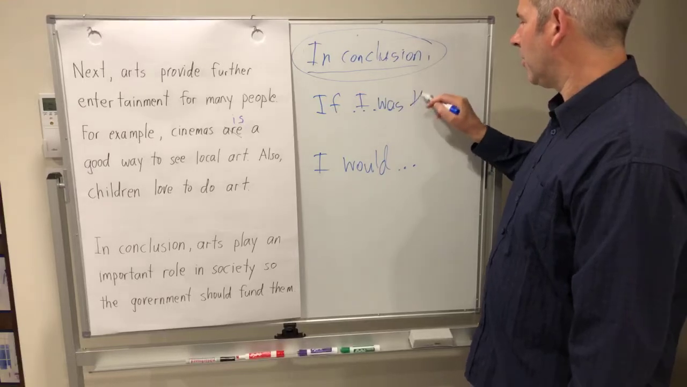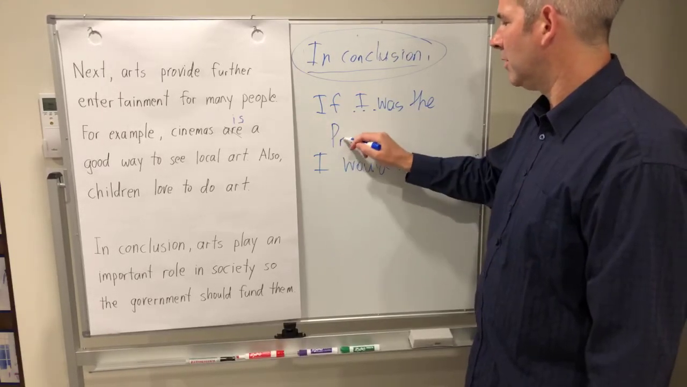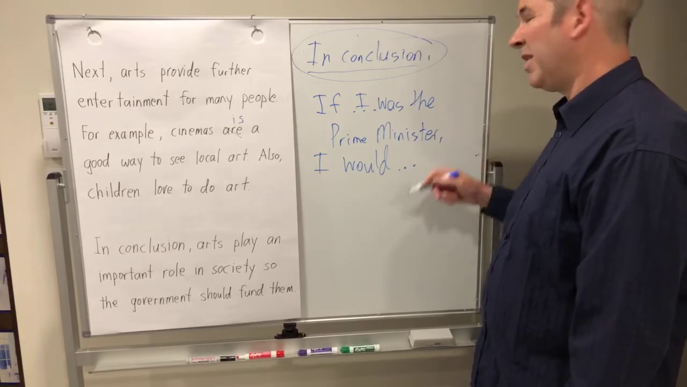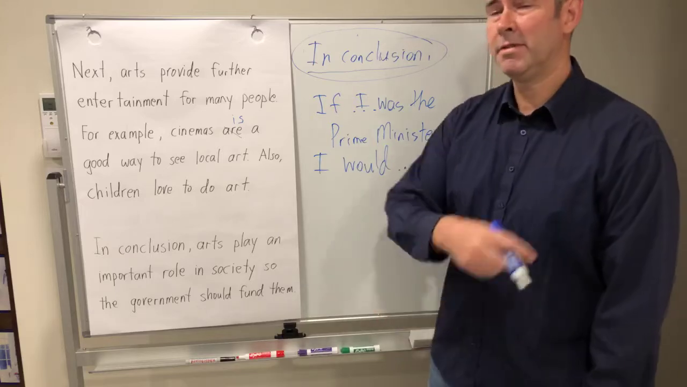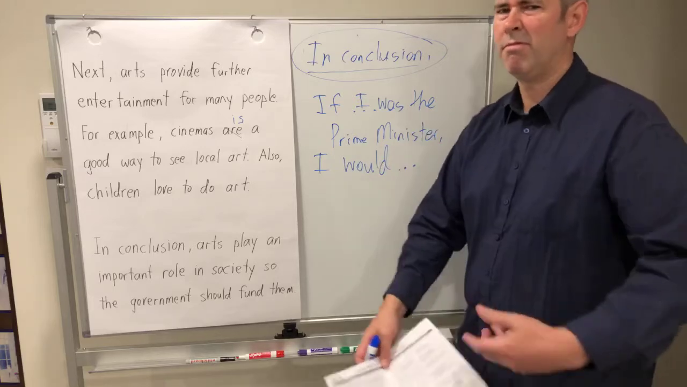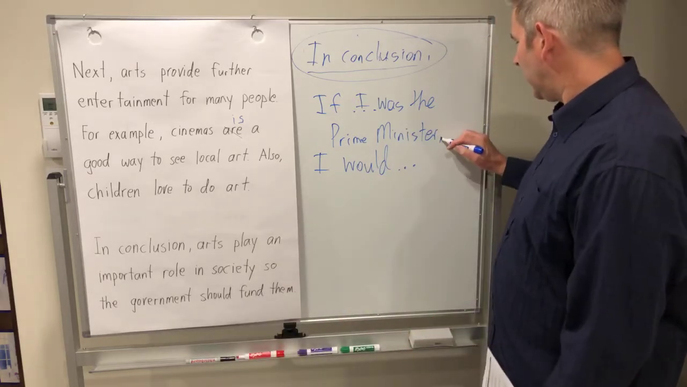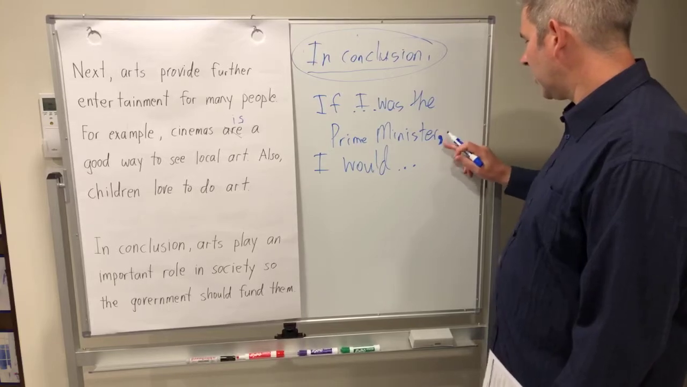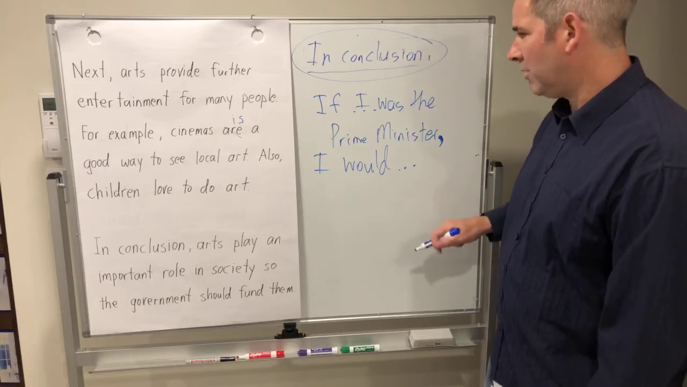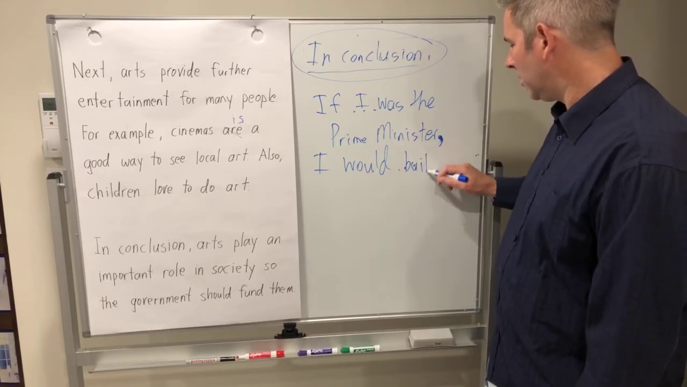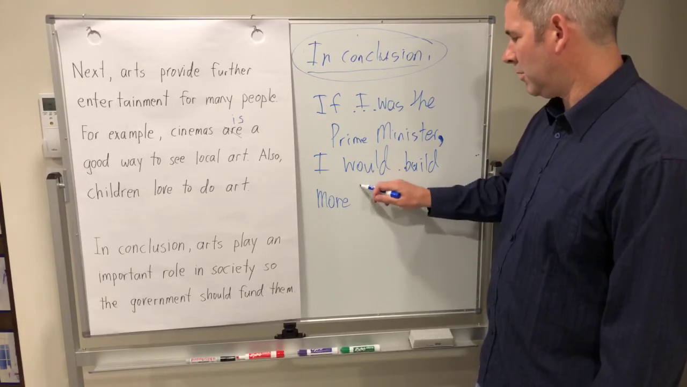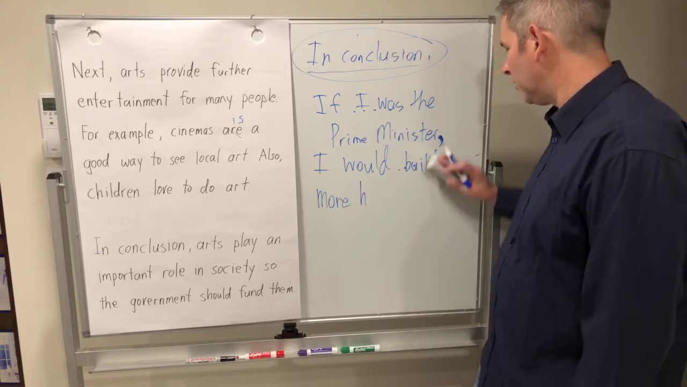If I was the Prime Minister, now I mentioned I'm from New Zealand. We have a Prime Minister. We're not a republic. We don't have a president. If you wanted to use if I was the president, that would be fine. Here is the first clause with my comma after it. Now this is what I would do. I would build more heritage. I would develop, I think is a better word.